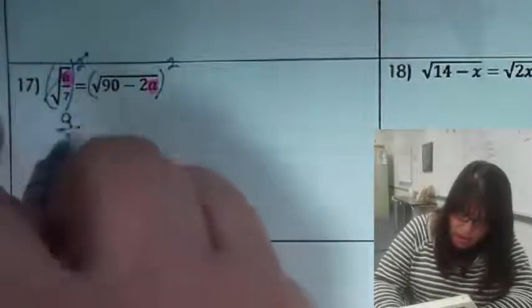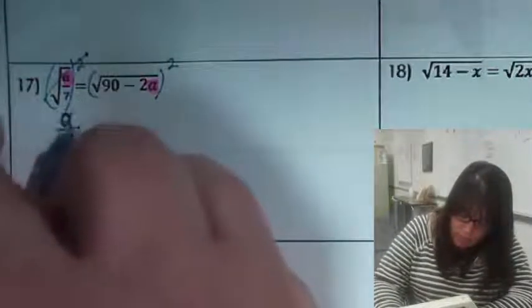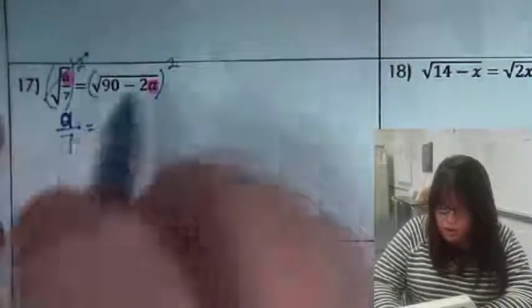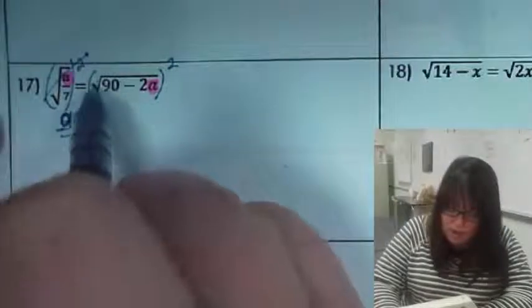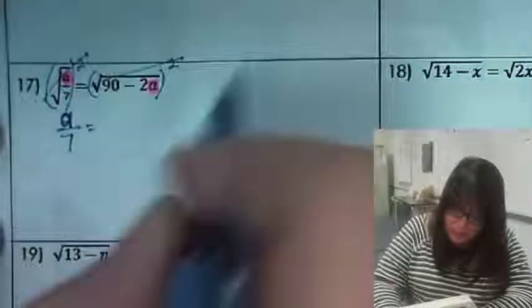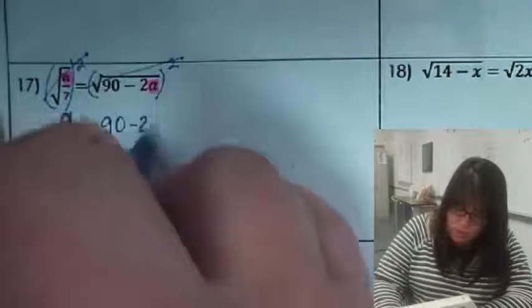So it'll cancel over here, leaving me with A over 7. Looks a little bit like a 9, but it's an A. And then over on the right-hand side, where I did a square exponent as well, I've got another radical here. So those are going to cancel, leaving me with 90 minus 2A.